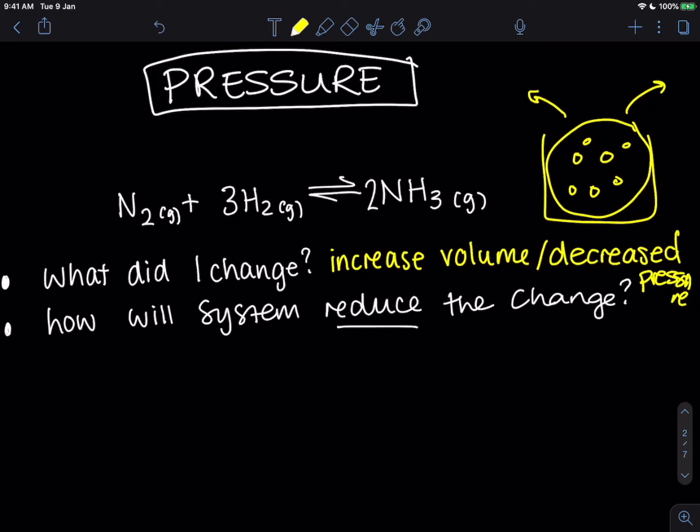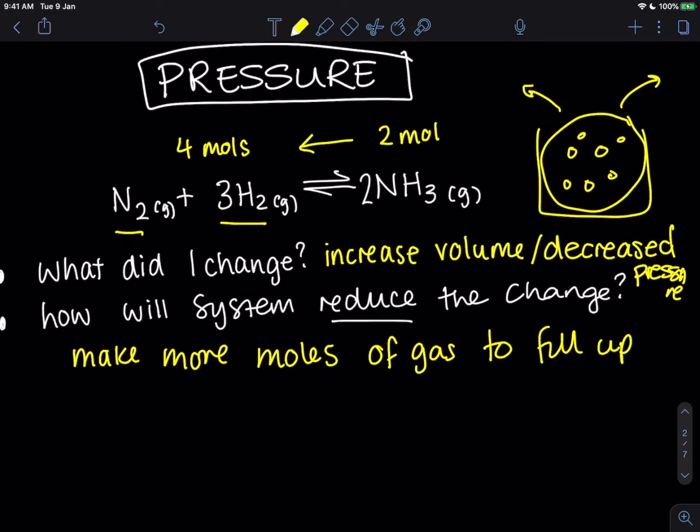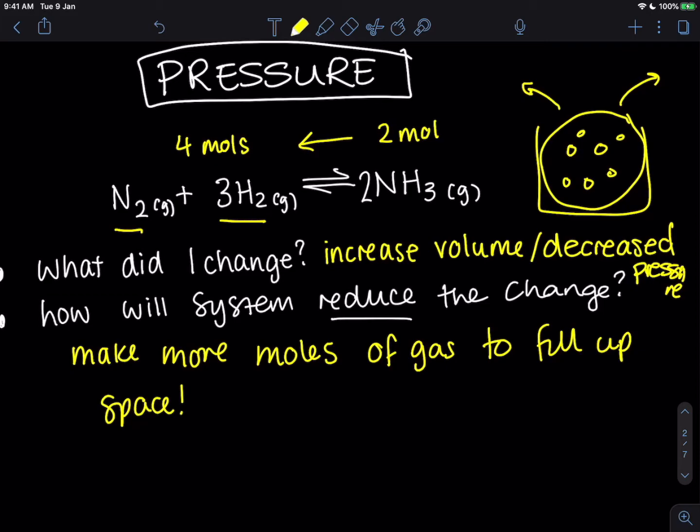So if we look here, on our left-hand side, we have got 4 molecules of gas, 1 from the N2 and 3 from the H2. And on the right-hand side, we have 2 molecules of gas coming from our NH3. So because I've increased this volume, I've given them all this space, and they want to fill that up with gaseous molecules, my system is going to shift in the backwards direction. Make more moles of gas to fill up space. So it's going to go from 2 moles to 4 moles, which means it's going to favour the backwards reaction.